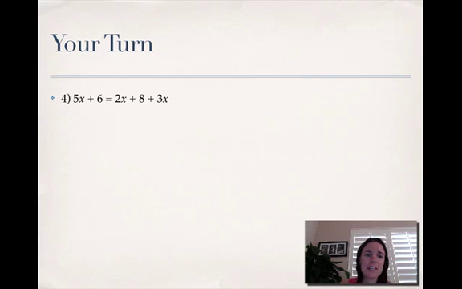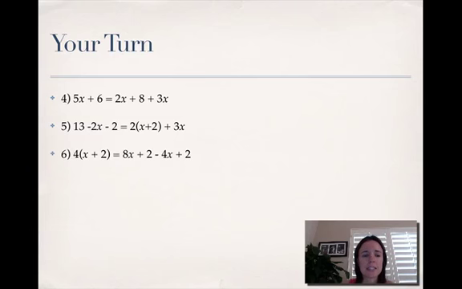Number 4 is 5x plus 6 equals 2x plus 8 plus 3x. Number 5 is 13 minus 2x minus 2 equals 2 times the quantity x plus 2 plus 3x. Make sure you do your parentheses first. And number 6 is 4 times the quantity x plus 2 equals 8x plus 2 minus 4x plus 2. So go ahead and pause, solve these on your own. Do the distributive property first, combine like terms, and then we'll check our answers.